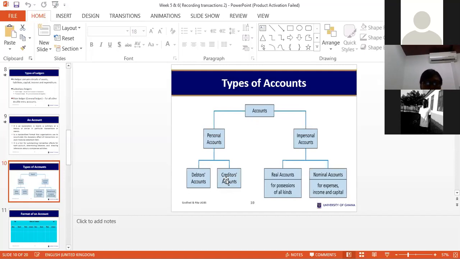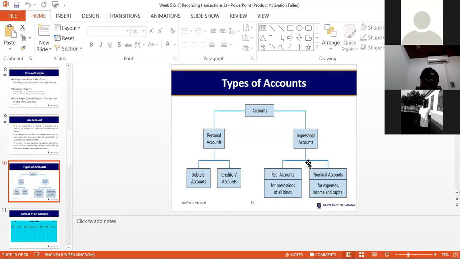Let us note the difference. So the personal account will contain individual names: Ascertain's account, Joe's account, Paul's account, Susie's account. These are debtors and creditors. Once we sell and you have not yet paid, you are a debtor. If we have bought from you and we as a business have not yet paid, we consider you a creditor. So we have individual accounts.